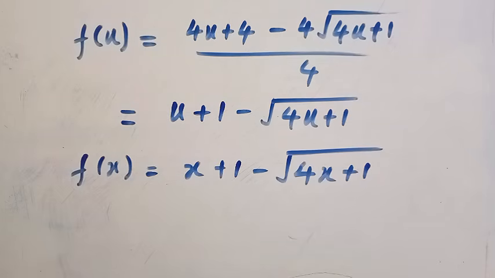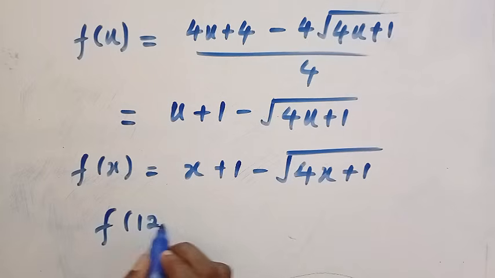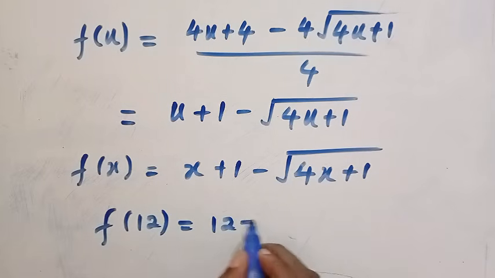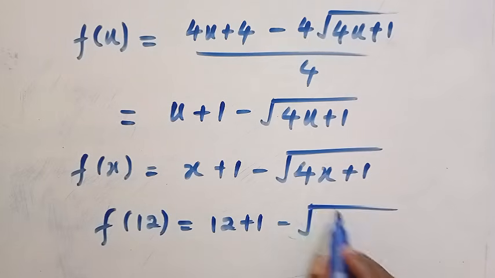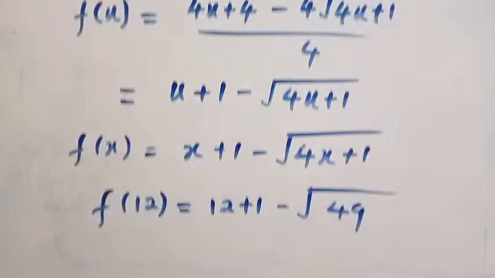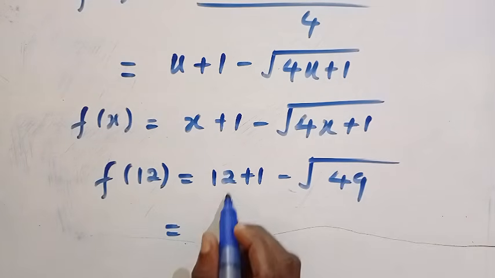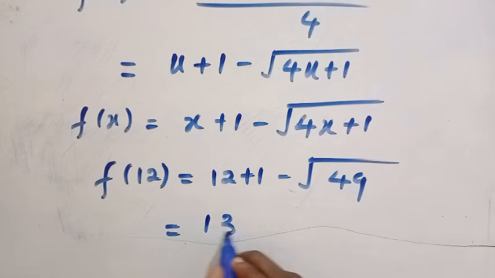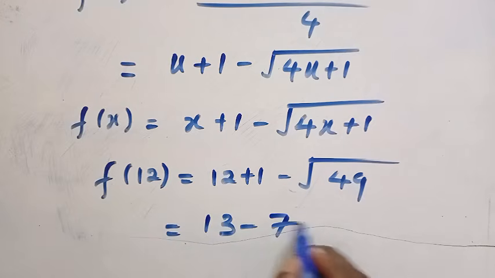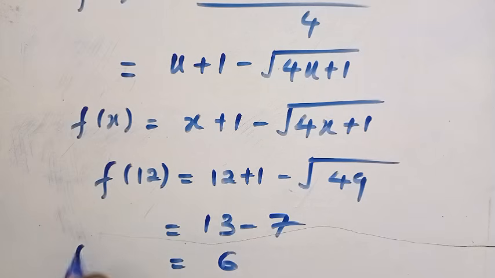Let's substitute x equals 12. We have f of 12 equals 12 plus 1 minus square root of 4 times 12 plus 1. That gives us 49. Here we have 12 plus 1, that is 13, minus square root of 49, which gives us 7. And 13 minus 7 is 6. Therefore, f of 12 equals 6.